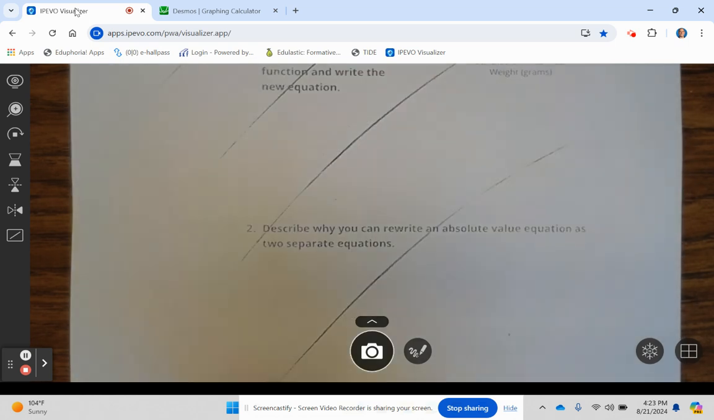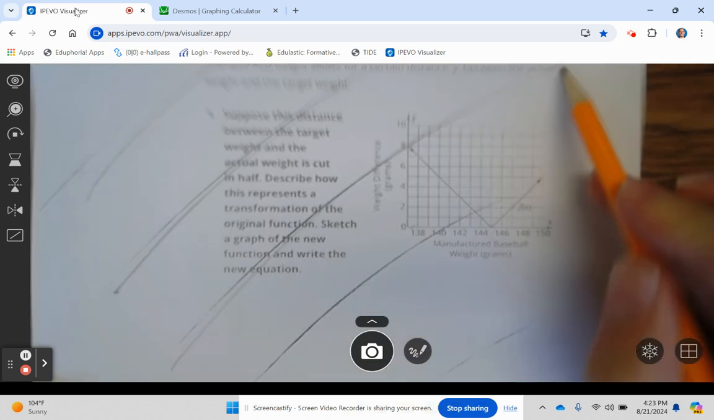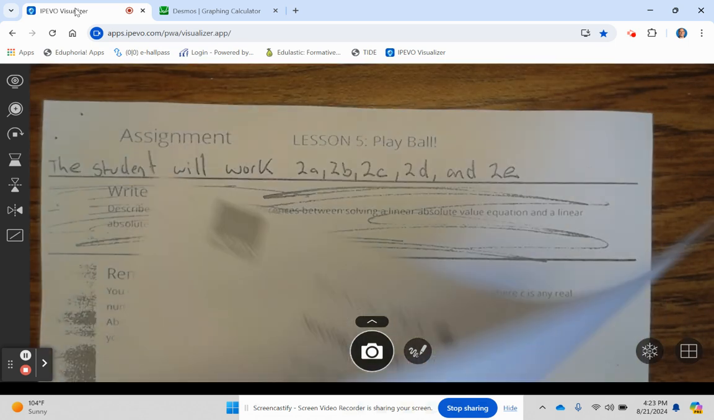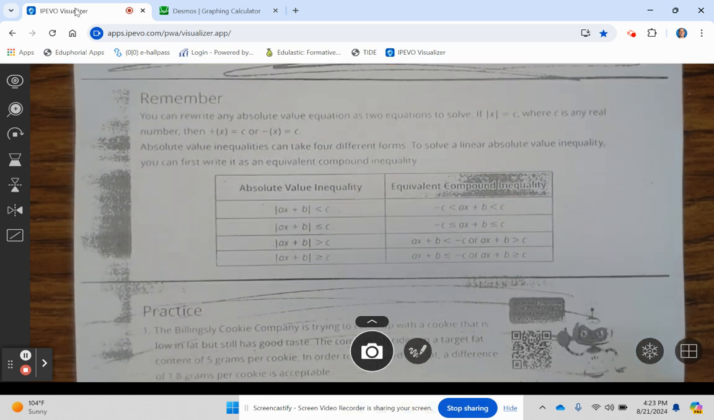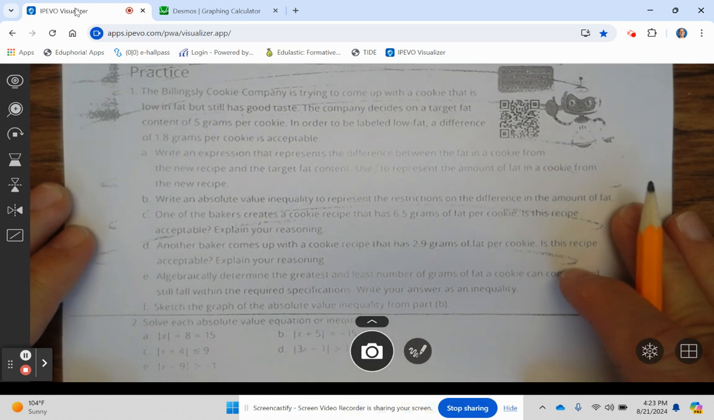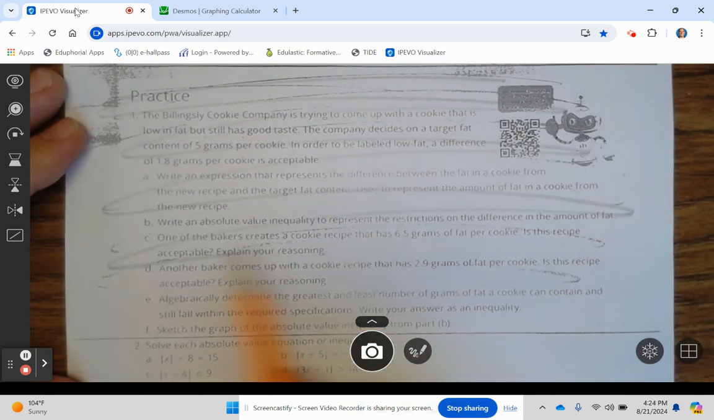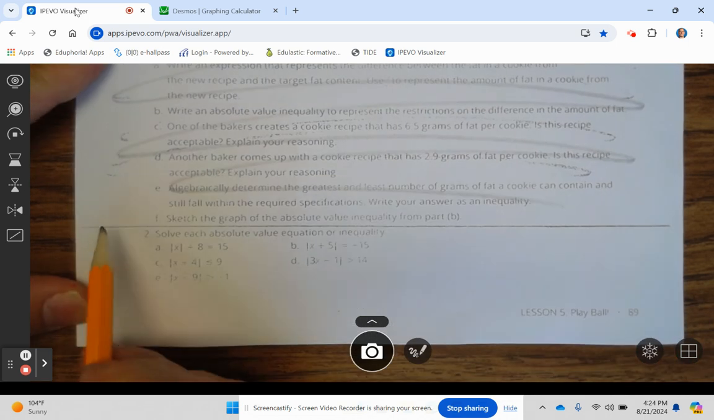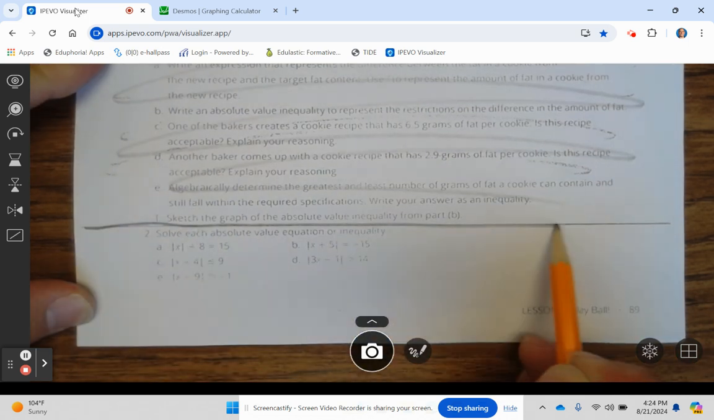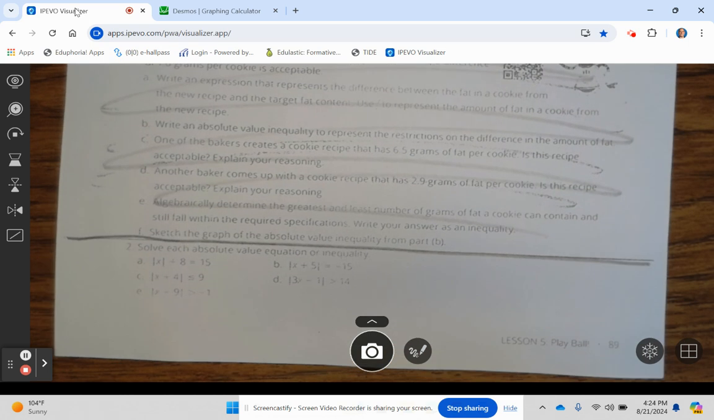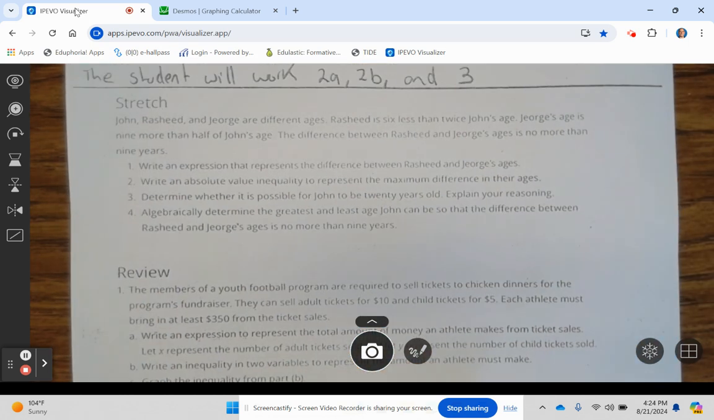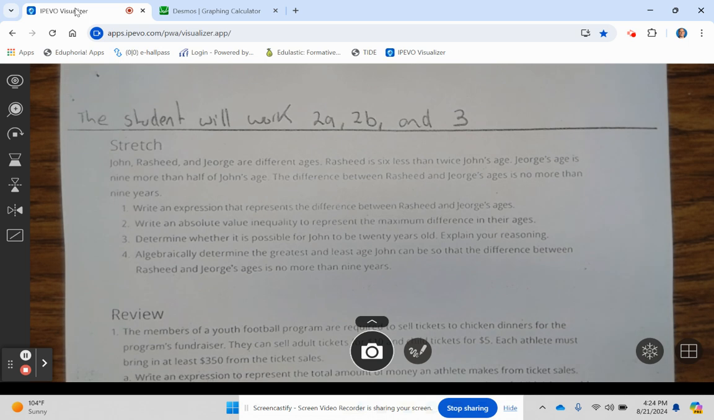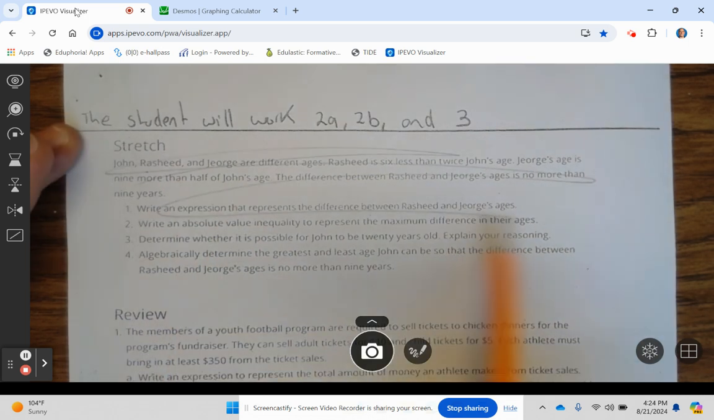All right, go ahead and mark out this page. The student will work 2A, 2B, 2C, 2D, and 2E. Mark out the right. Read the remember. All right, let's take a look at the next page. The student will work 2A, 2B, and 3. Mark this up.